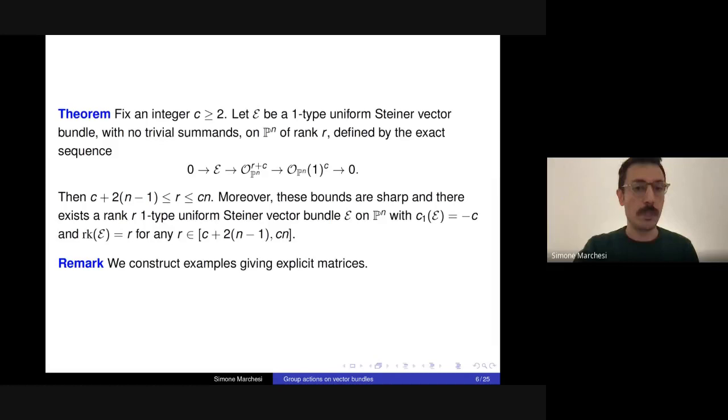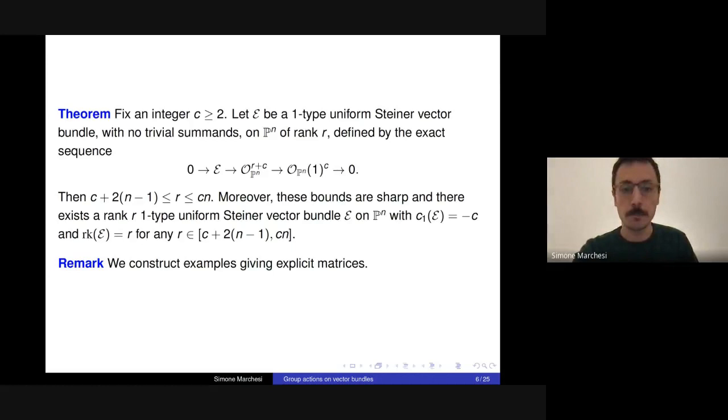And generalizing, starting from that example, we actually managed to construct families for each projective space, and we managed to bound the rank. So the first result that I'm presenting is that when we have a one-type uniform Steiner vector bundle with no trivial summands, and it will be clear in a second why I want that, then the rank is bounded from below by C plus 2 times N minus 1, and from above by C times N. Moreover, these two bounds are sharp, and we can give explicit one-type uniform Steiner bundles for each one of the ranks in the range that I showed you.